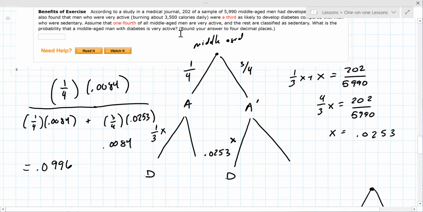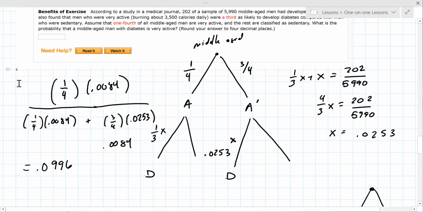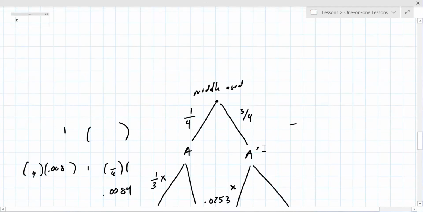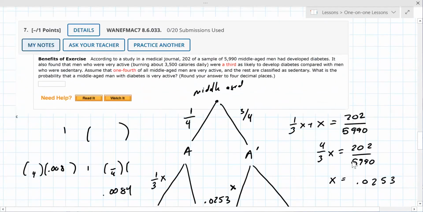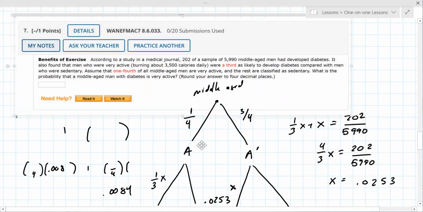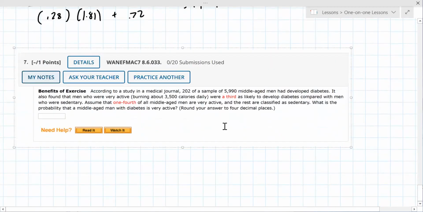All right, so 1/4 of all middle-aged men are active. That means 3/4 are not active. And assume that a third were as likely to develop diabetes as compared with men who were sedentary. Okay, so let's do this. Get rid of this stuff. That's not what I wanted. Okay, let's see if we can just get that. No. All right, let me grab this question again. It'll be a little easier. You can just tell me when you need to cut out if we have a little bit of time here to finish this off.